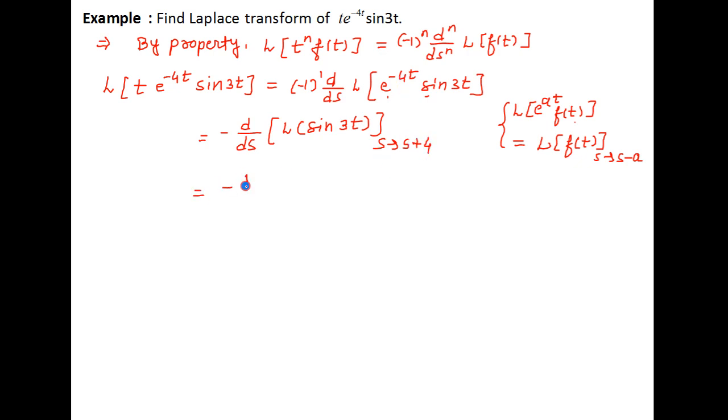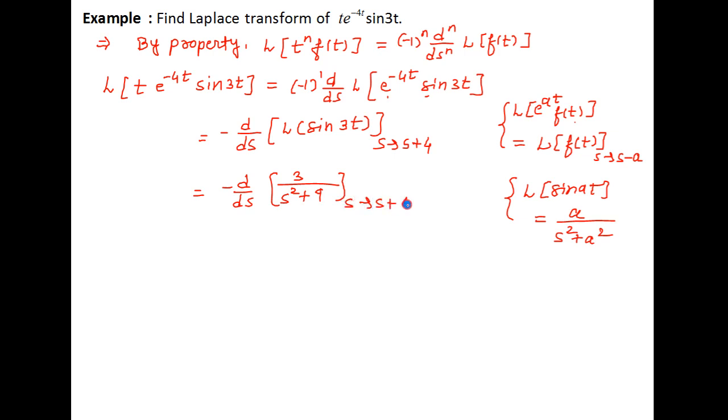And now we are taking the Laplace of sine 3t. What is the Laplace of sine 3t? By using a standard result, Laplace of sine at is a upon s square plus a square. So it is 3 upon s square plus 9, and here we have to replace s by s plus 4. Okay, so here minus d upon ds, 3 upon, replace s by s plus 4, so we can write here s plus 4 whole square plus 9.